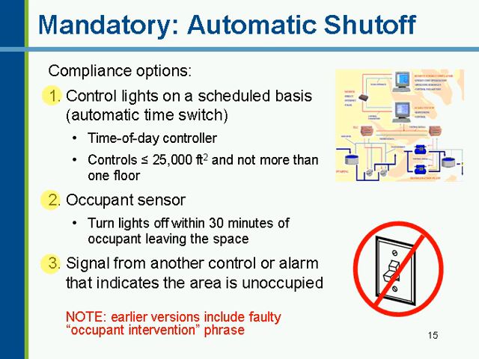with this requirement. One note here, earlier versions of the 90.1 standard, and other standards as well, have had this second or third option listed as occupant intervention, and that has caused some issues in that it's been interpreted as being a manual wall switch. That has never been the intent. It's been a typo from the beginning, so it must be an automatic switch to comply with this provision.